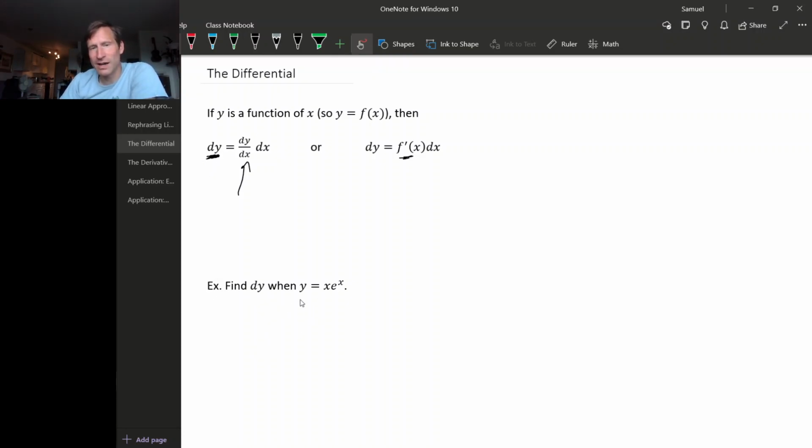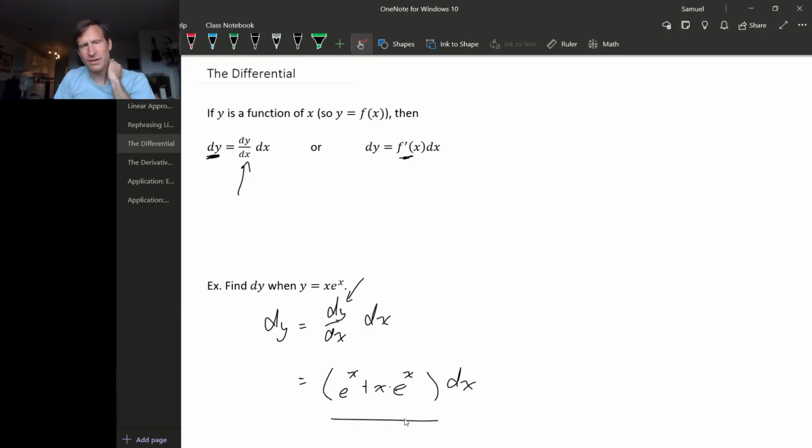Let's calculate dy when y is x times e to the x. So just by definition, dy is dy dx times the differential dx. And this dy dx, this isn't a ratio of differentials, this is a regular old derivative. So we can actually explicitly calculate this derivative. We have to use the product rule, so derivative of the first one is 1 times e to the x, with no derivative, plus x times the derivative of e to the x, which is e to the x. So there's our differential.